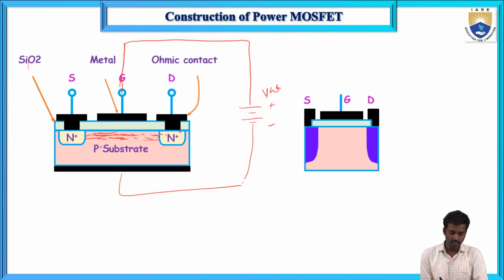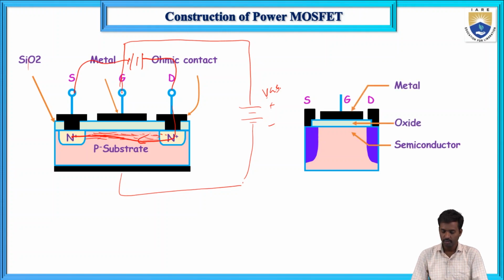Now when you apply voltage from drain to source, current flows through this channel from drain to source. This is the current direction. Why is it named metal oxide semiconductor? This is metal, this is oxide and this one is the semiconductor: metal oxide semiconductor field effect transistor.